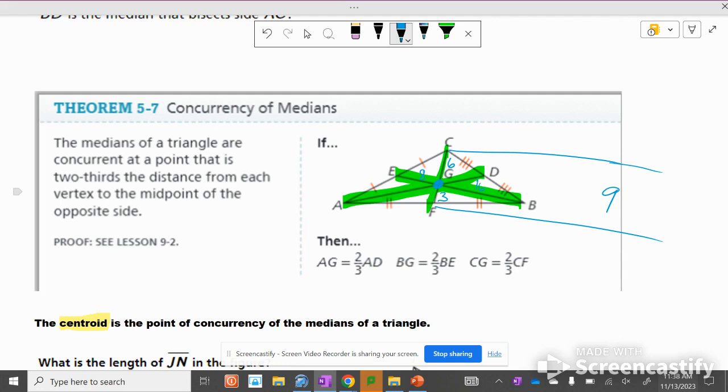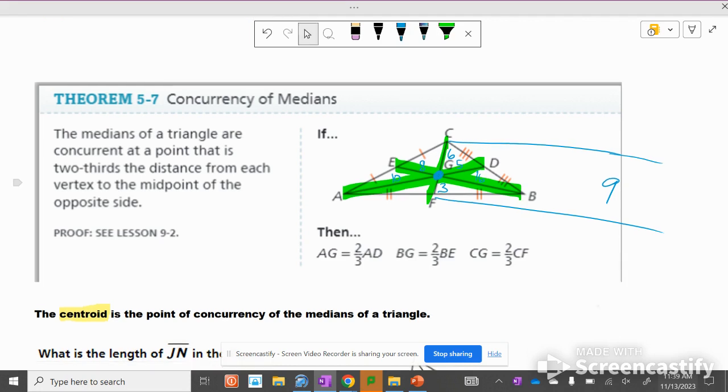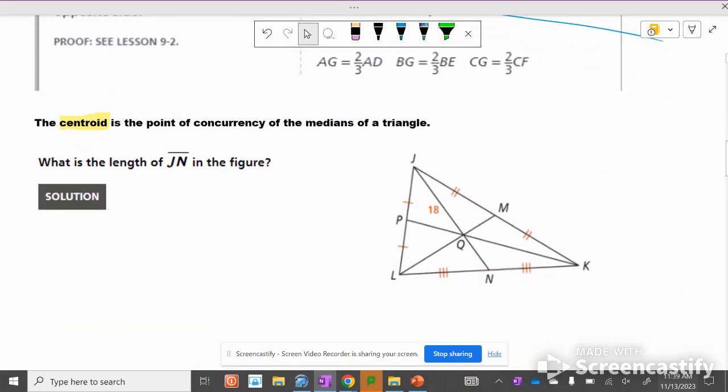What do 8 and 16 add up to? 24. Is 8 1/3 of 24? Yes, and 16 is 2/3 of 24. Let's say they give us the long one is 10. How short is the short one? 5. The short one is 5, and the long one's 10. How long's the whole thing? 15. Are we good with that? Okay, that's dealing with centroids and medians.